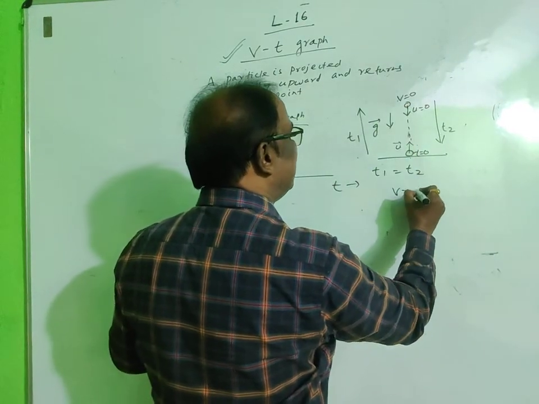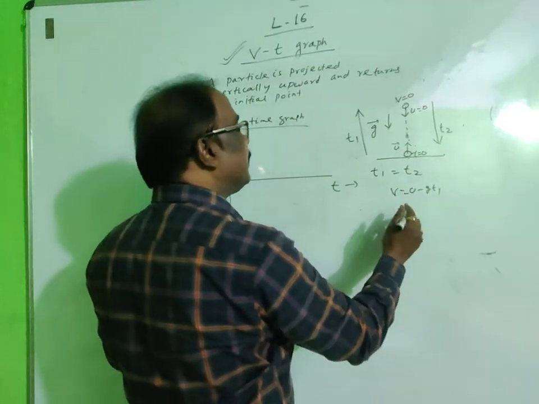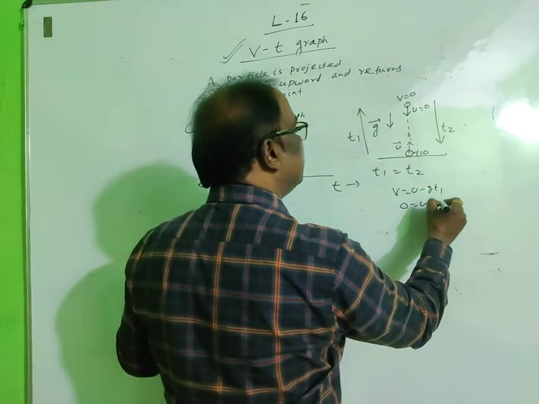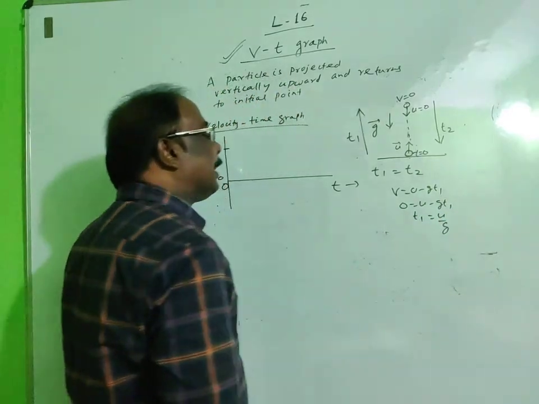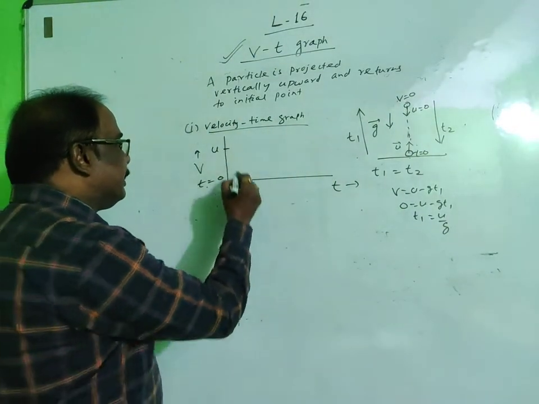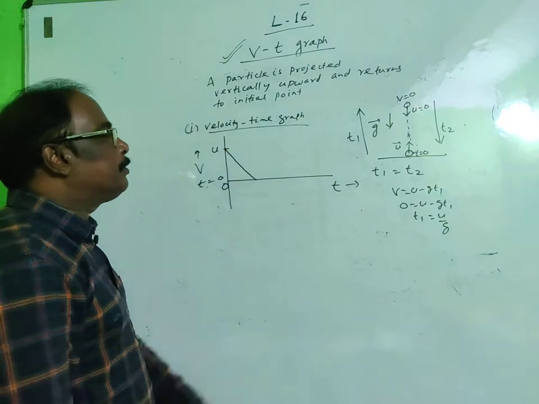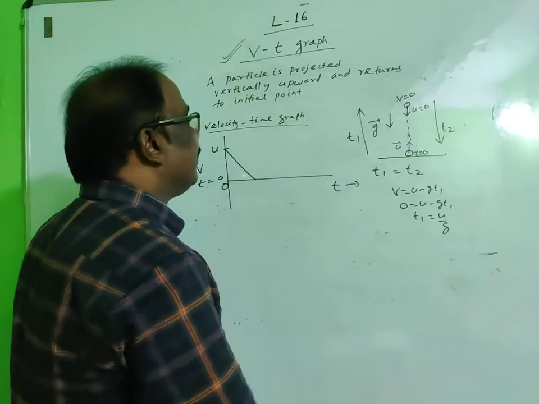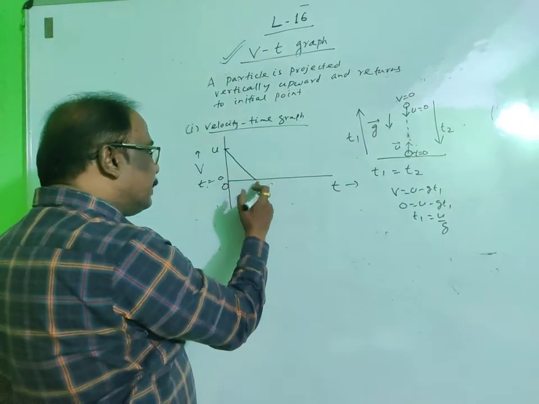You can calculate using v equals u minus gt. Retarded motion I am taking negative, so v is 0: 0 equals u minus gt1, then t1 is equal to u by g. Time of ascent is u by g, and time of descent is also u by g. Velocity goes on decreasing uniformly, which means the retardation is uniform; acceleration due to gravity is opposite to velocity, so motion is retarded.